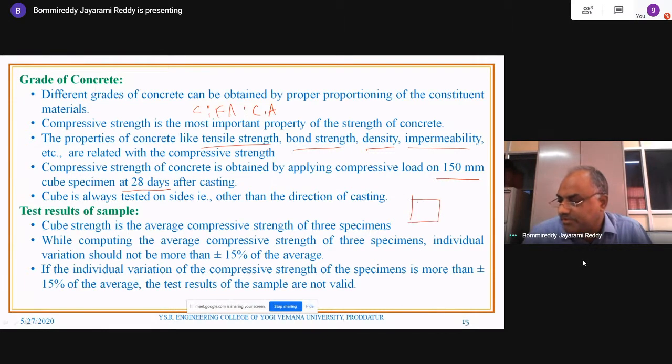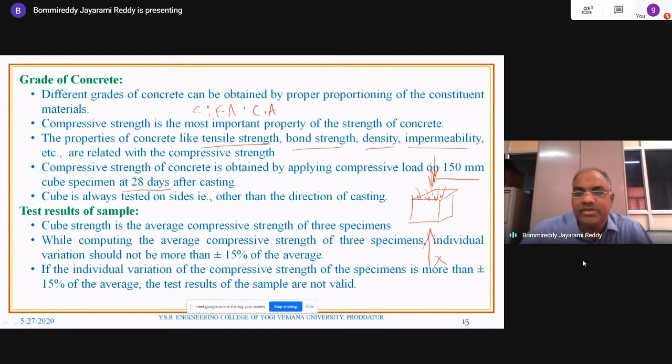This is the size of the cube, and the concrete is poured from the top. Sometimes the top surface may not be perfectly leveled, and while testing, the compressive load should not be applied in this way. Compressive load should not be applied in the direction of the casting.